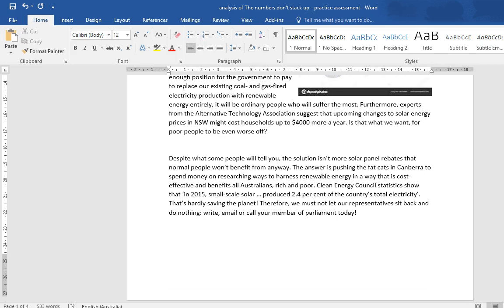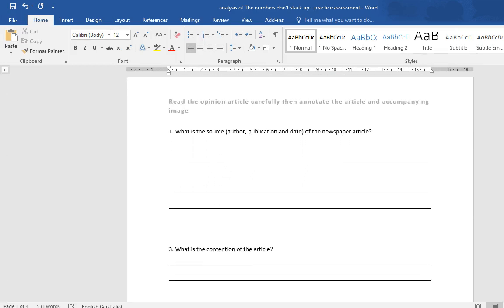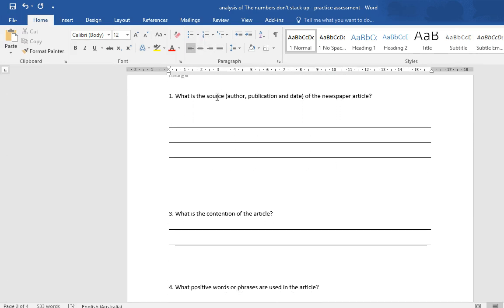That is your article. And here are your questions. What is the source, author, publication, and date of the newspaper article? Now, you can't get all those things from this, but you should be able to get some of that. What is the contention of the article?